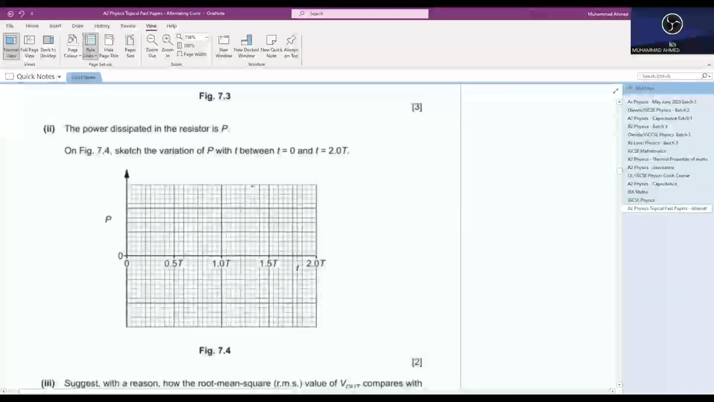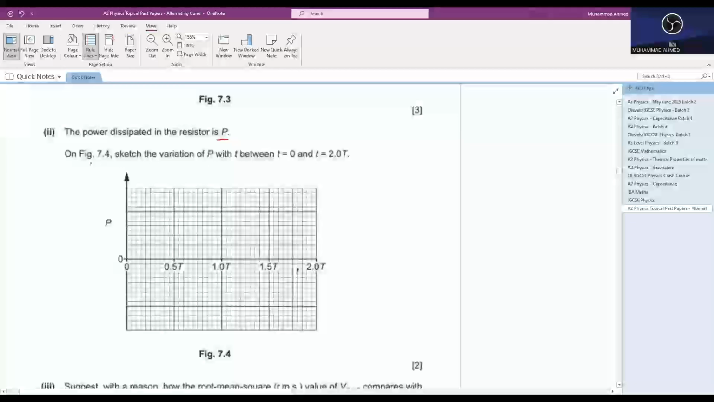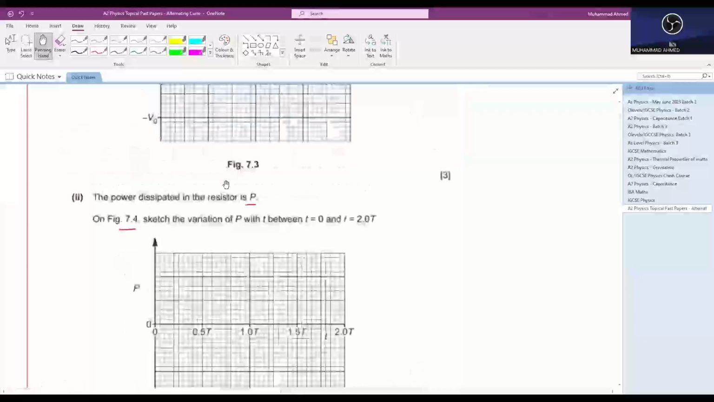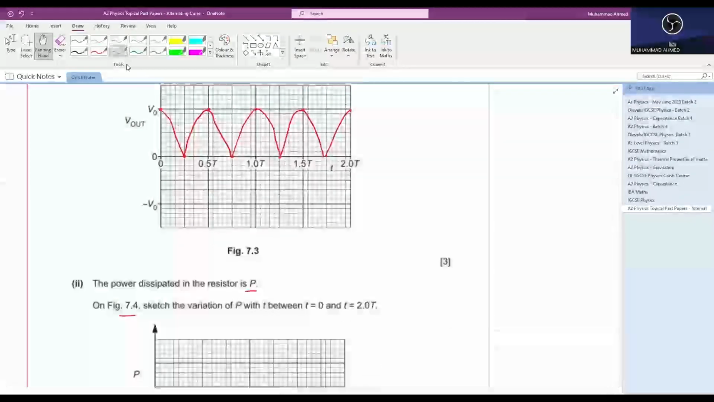The power dissipated in the resistor is P. On figure 7.4, sketch the variation of power with time between t equals 0 till time t equals 2T. So now we have to sketch the graph of power from t equals 0 till t equals 2T. How are we going to do this? Very easy. As we have done earlier, at all these zero values of voltage, we will have zero power.